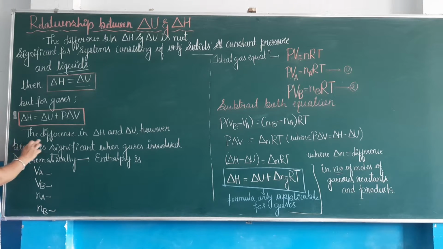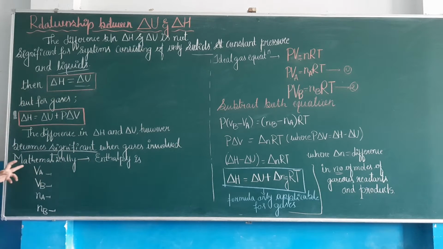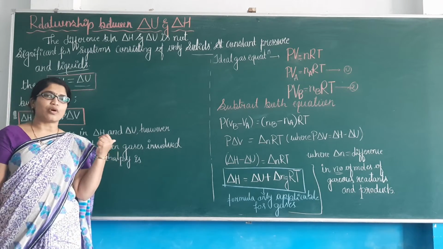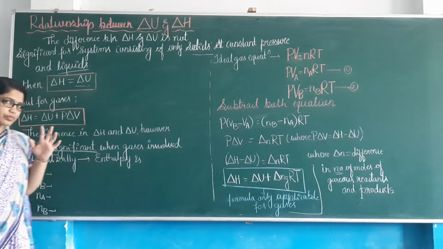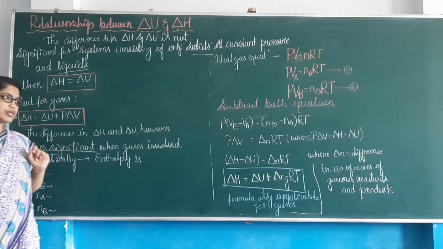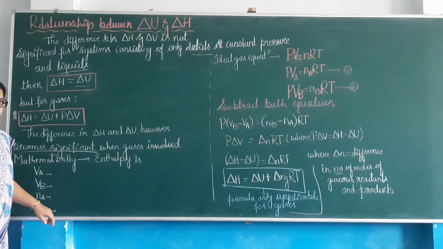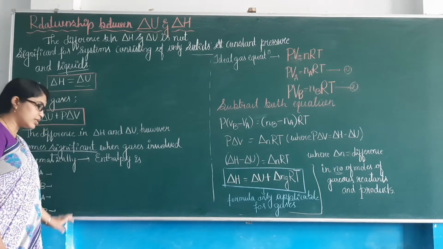Okay. So here the difference in delta H and delta U becomes more significant when gaseous particles or gases are involved. That will be written mathematically. The mathematical expression of the relationship of delta H and delta U will be written so. I have taken VA, VB, NA, NB terms. These are the respective volume change with respect to reactant A and volume change with respect to reactant B. Here I will be writing the number of moles of gaseous particles for A and for B. I will give these terms later.